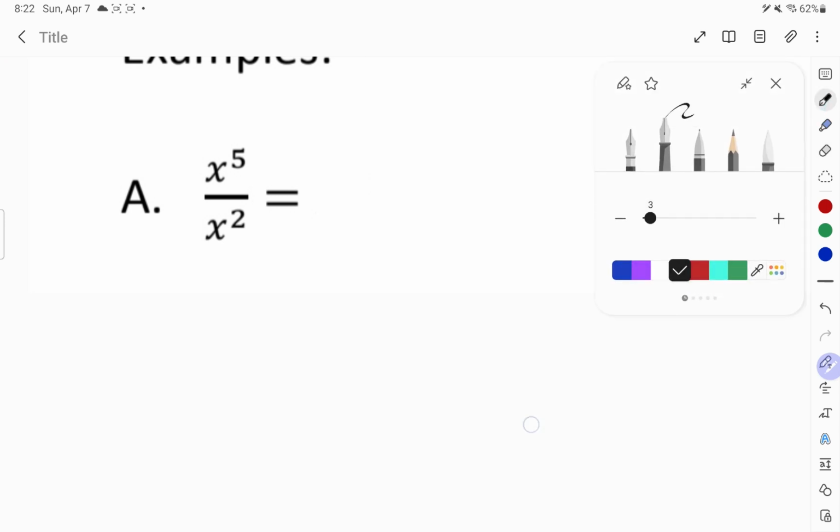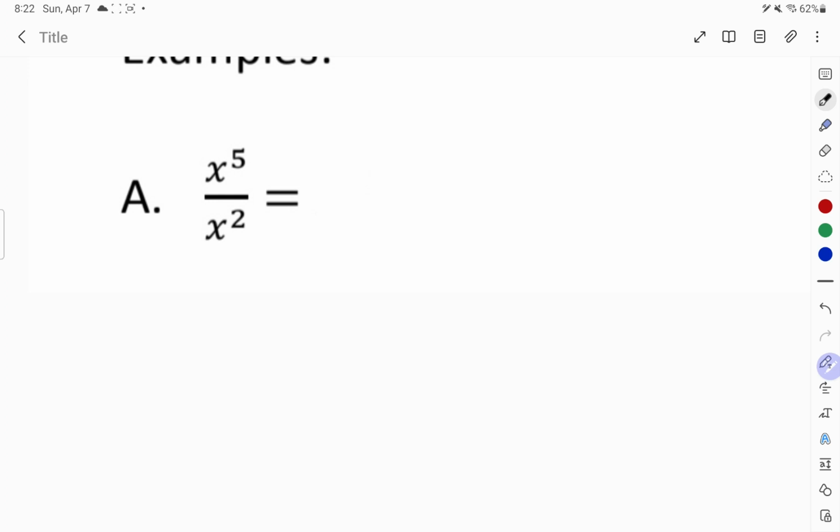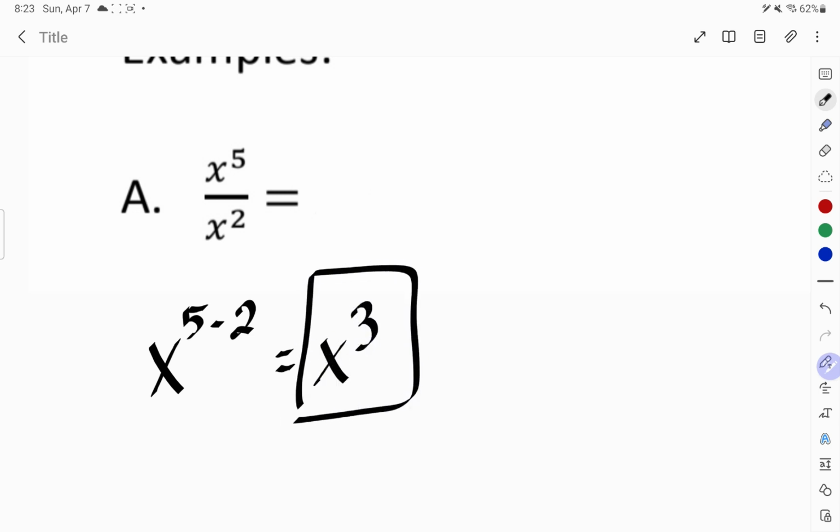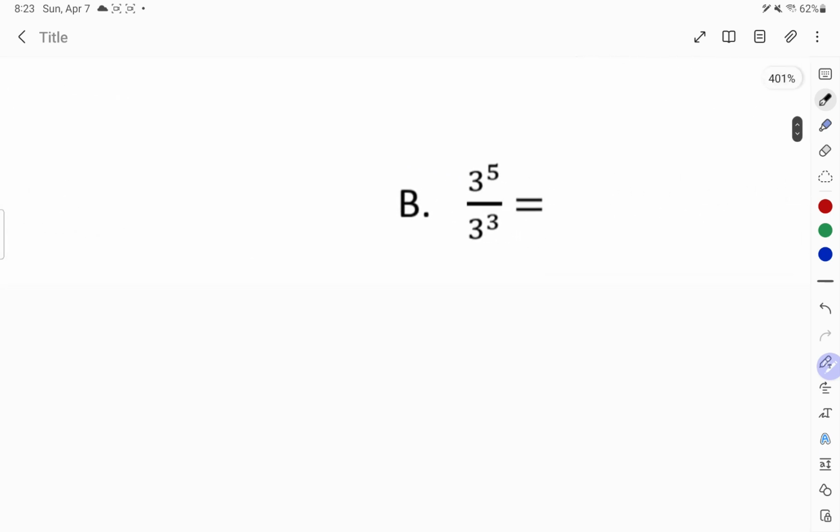Let's start with the first problem, A. We have a division. We have the same base. Like it says, we're going to write the same base first, so it's x. Now I'm going to grab my top exponent, which is 5, and subtract the bottom exponent, which is 2. What is 5 minus 2? Well, that is 3. So my answer is x to the third power. That's how the rule works, and that's all you have to do with that one.